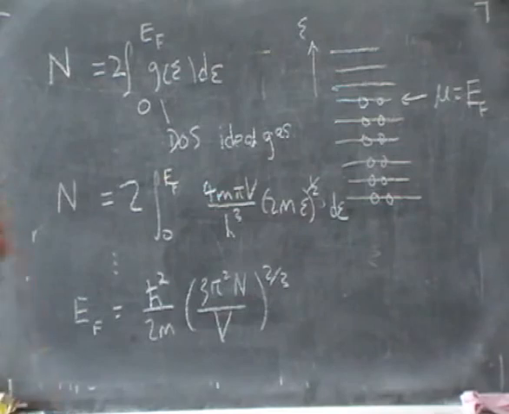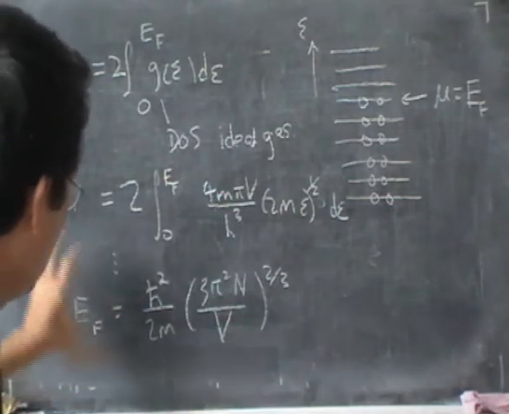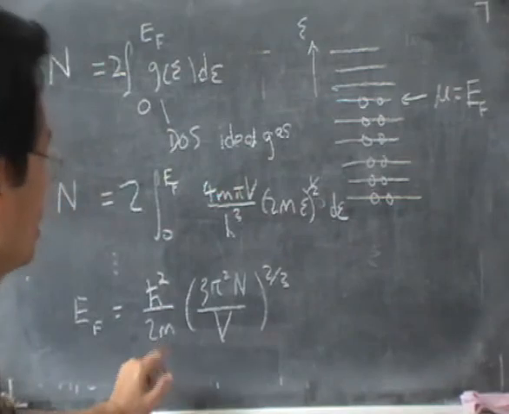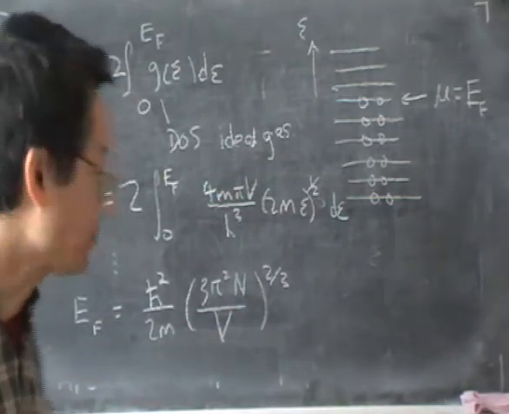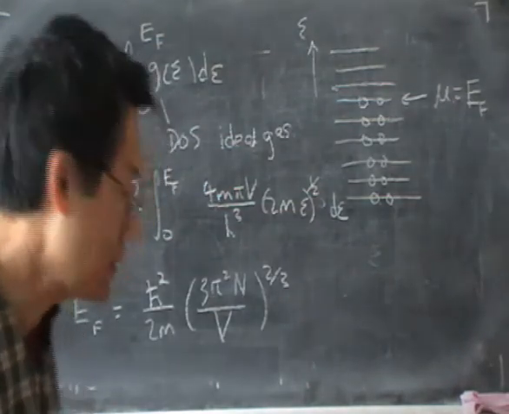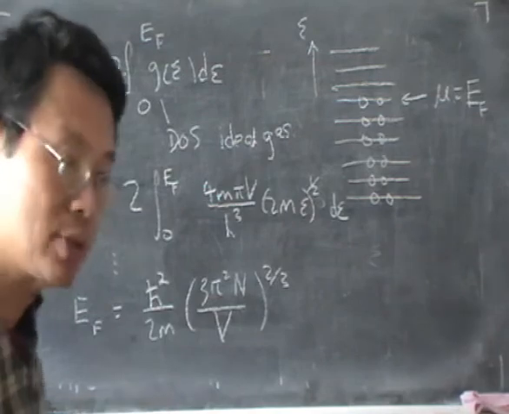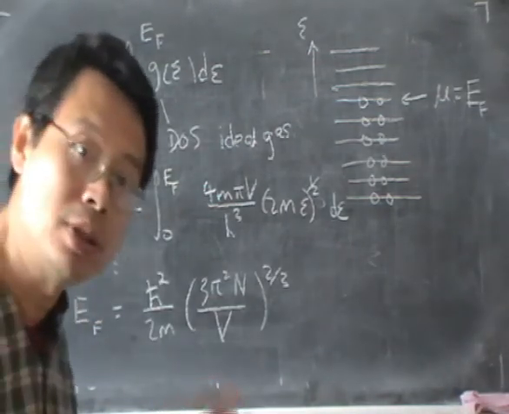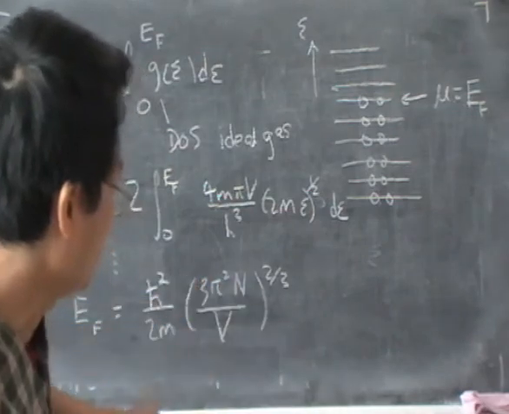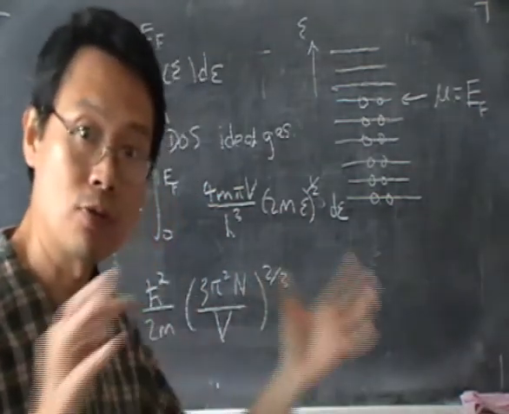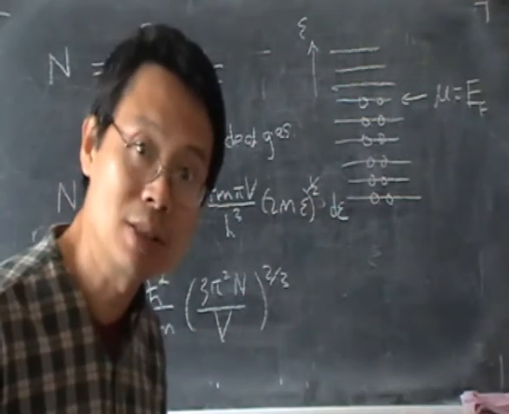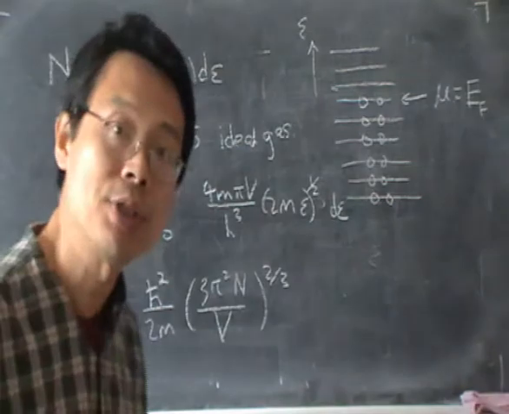That's the final expression. And it is good to note what this Fermi energy depends on. It depends on the mass of each particle, the number of particles, and the volume. And the fact that the mass of the particle is in the denominator means that if the mass of the particles is large, then the Fermi energy is small. And also notice that we have N over V here. We have the number of particles divided by the volume of the system. So N over V is therefore the number density of the particles, as in the number of particles per unit volume.